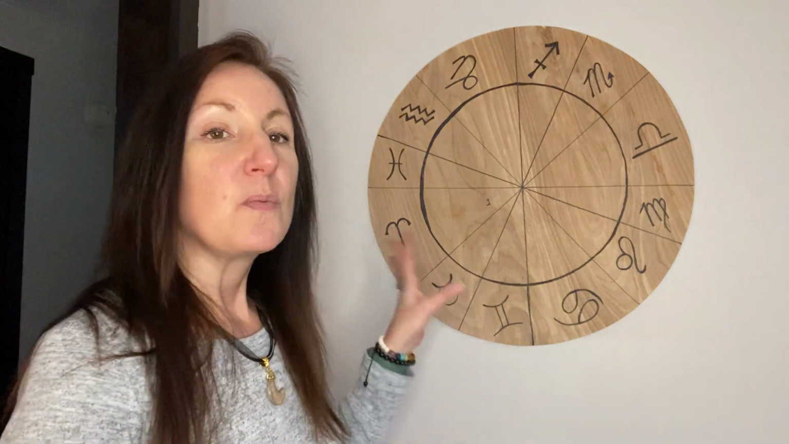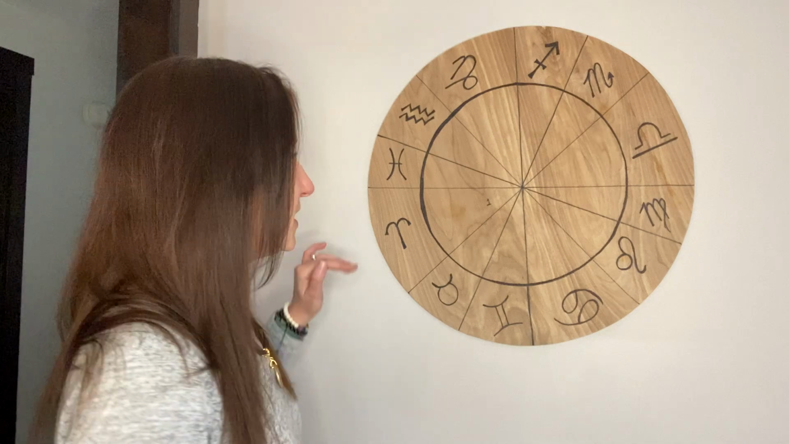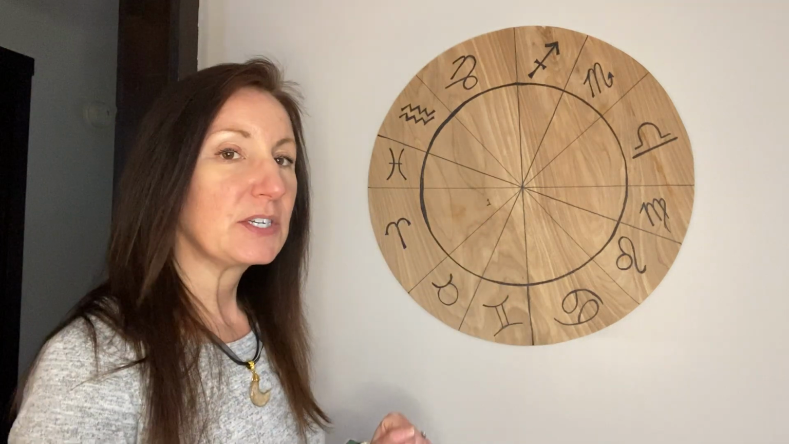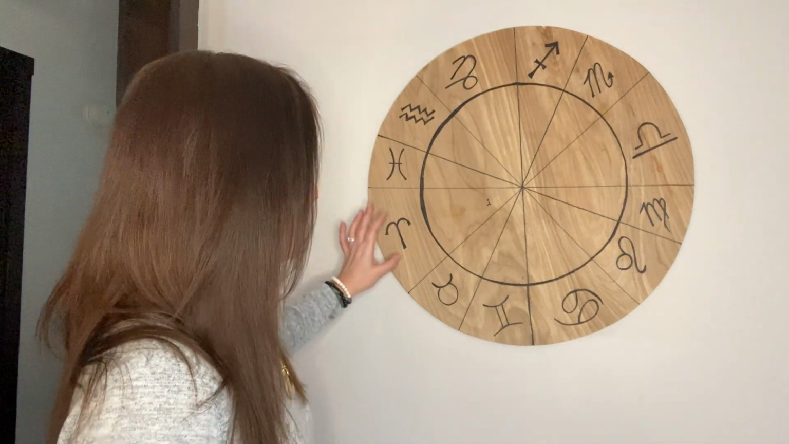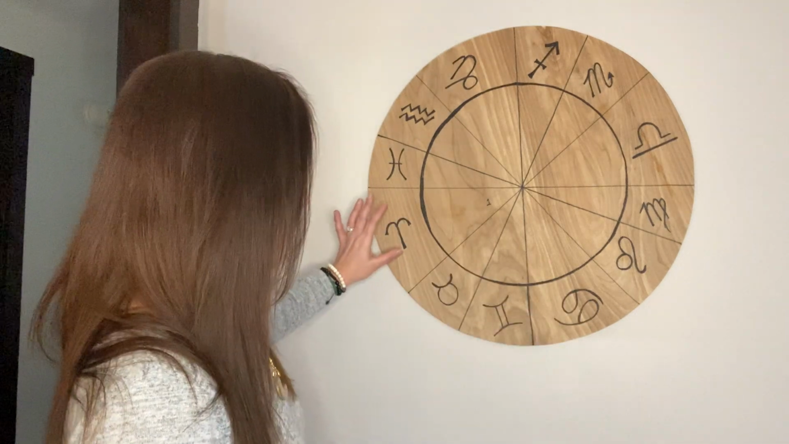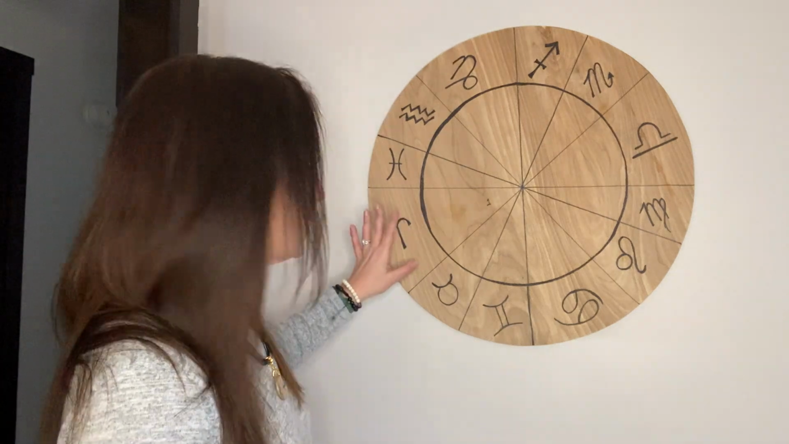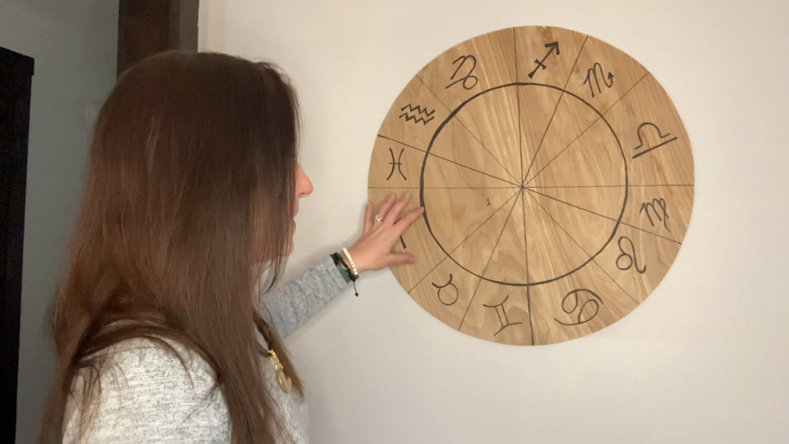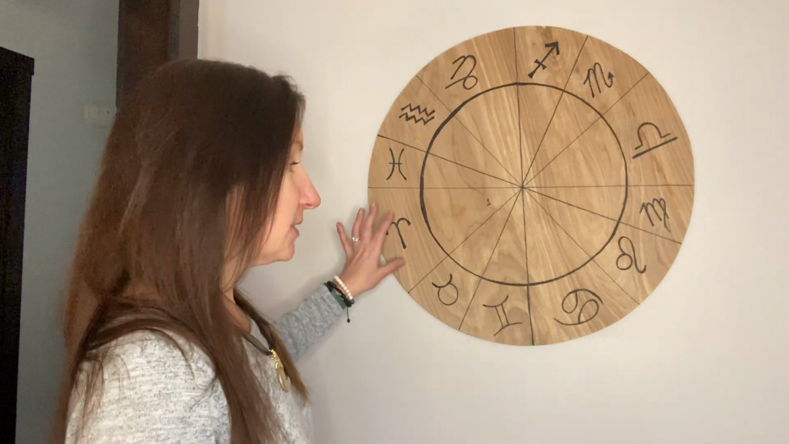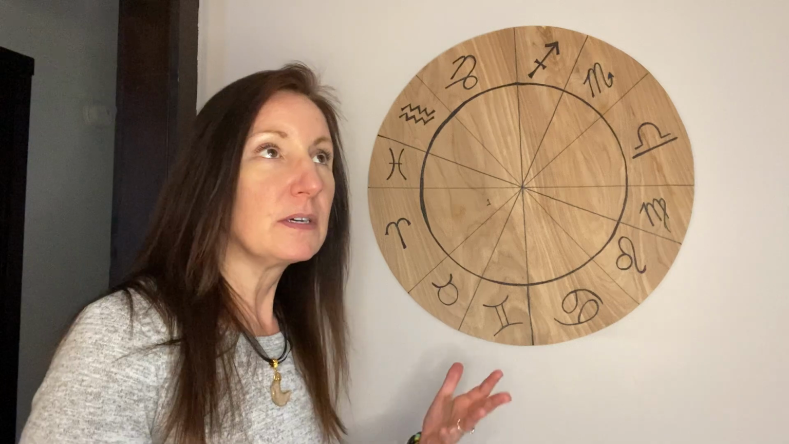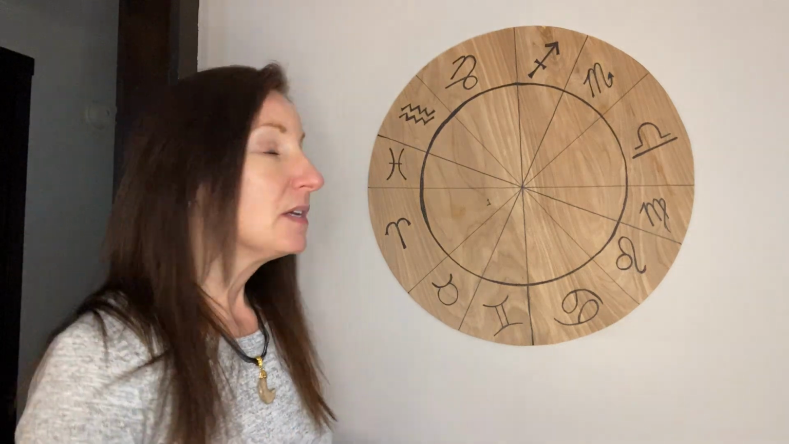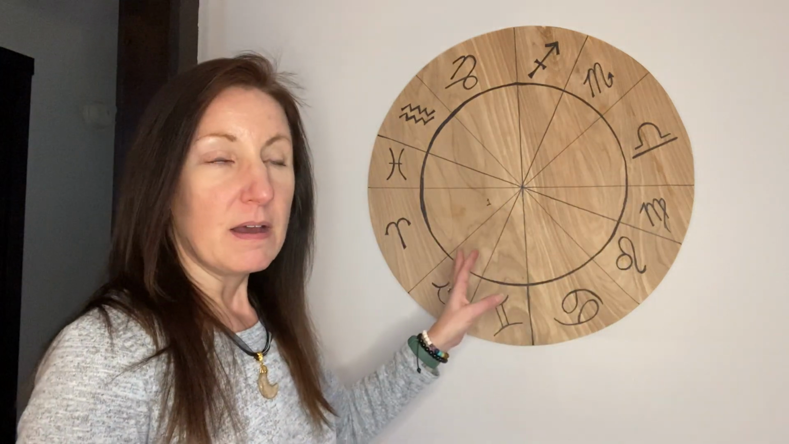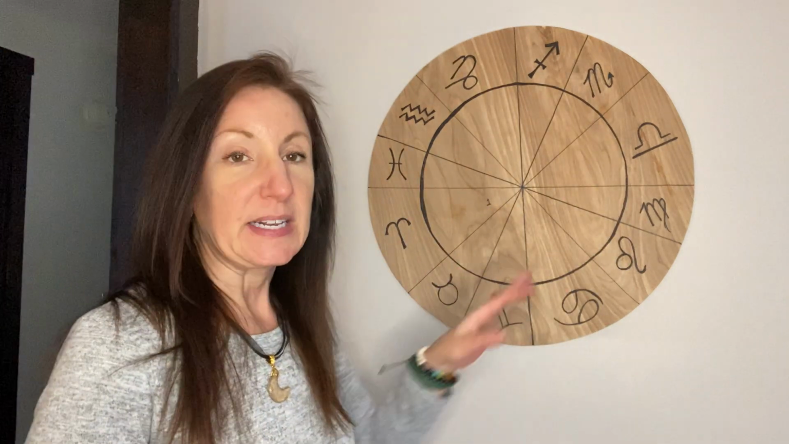What's great about having a wheel like this is that you can actually see how they kind of connect to each other and how each one, as we talked about the other day, that we have our cardinal, and this would be in the angular houses. So cardinal and angular houses, they're very similar. So you can actually see similarities where we have the signs placed on this wheel.